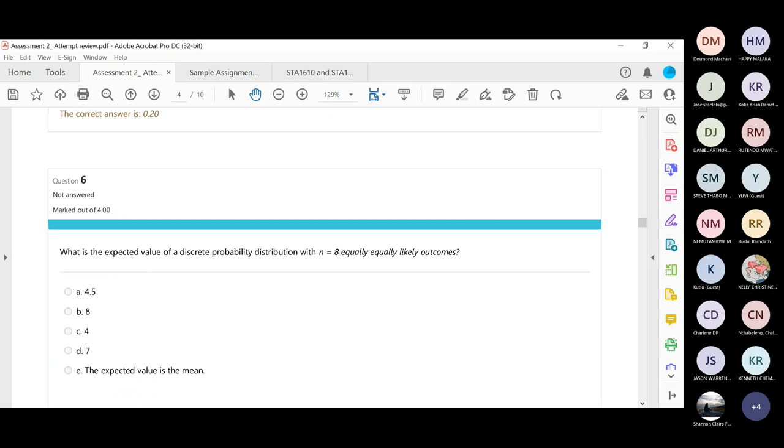What is the expected value of a discrete probability distribution with N equally likely outcomes? Okay, there's some wording missing in this sentence. What is the expected value of a discrete probability distribution with N, having equally likely outcomes? So what does that mean? If, for example, you have 8 of them, you can start with 0 or you can start with 1. It doesn't really matter which one you start with.